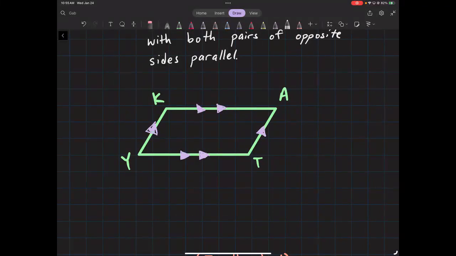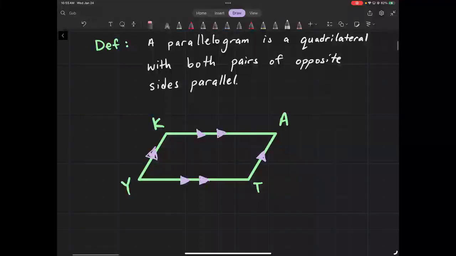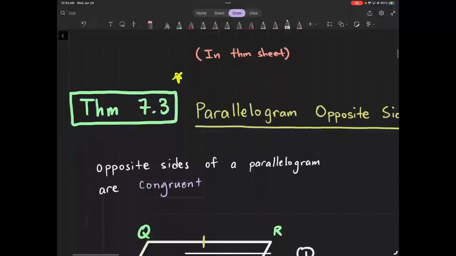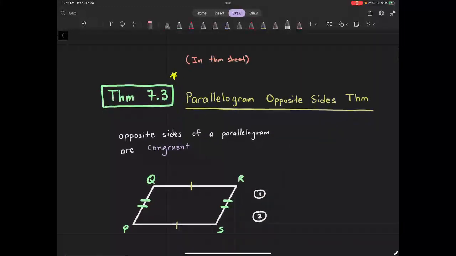Okay, do you guys have any questions about this? Alright, so just in case, if the arrows aren't there, you should know that they are there.